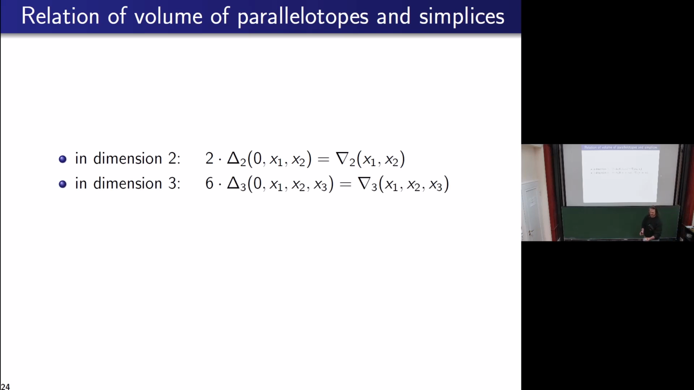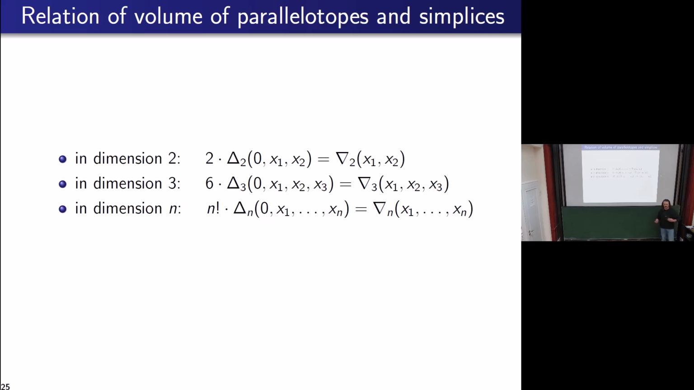Now I'm going to pass this around, because it's nice to play around with, and I think if you had it in your hand once, you're not going to forget this relation anymore. Okay, and from this we can deduce that the general formula for dimension n will just be n factorial times the volume of the simplex, including the origin, is the volume of the parallelotope.